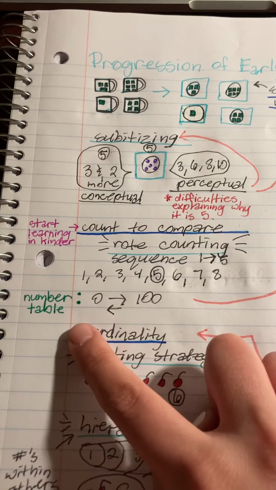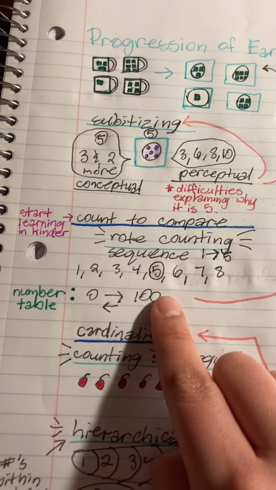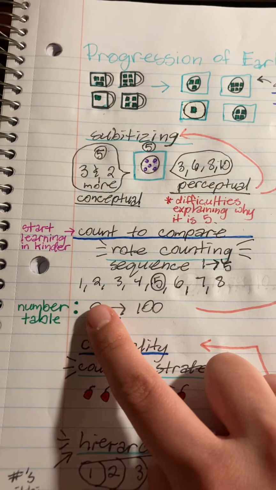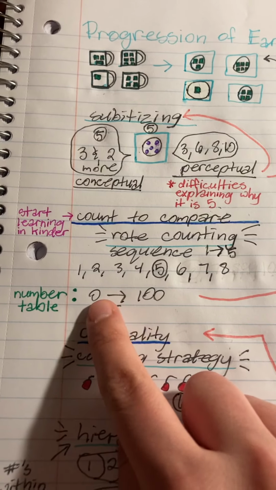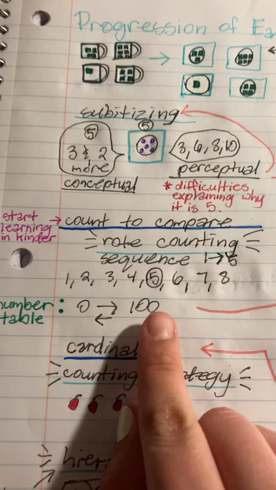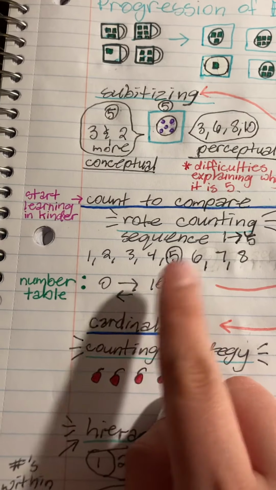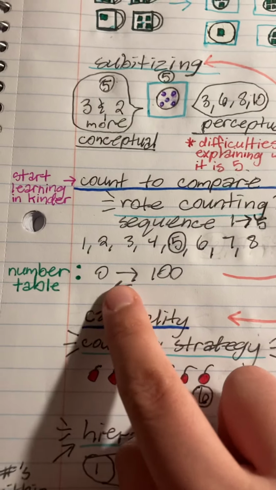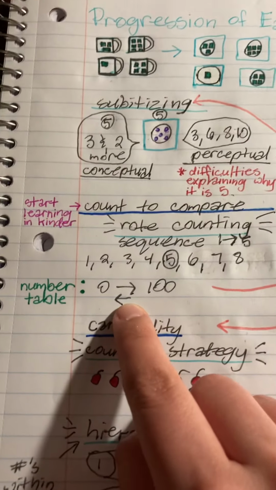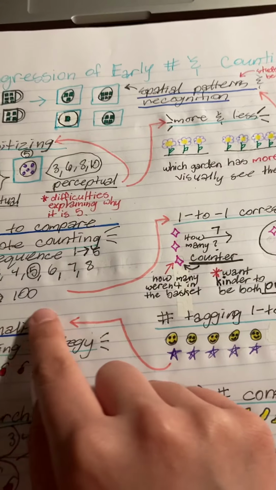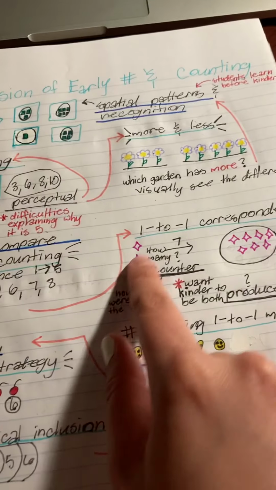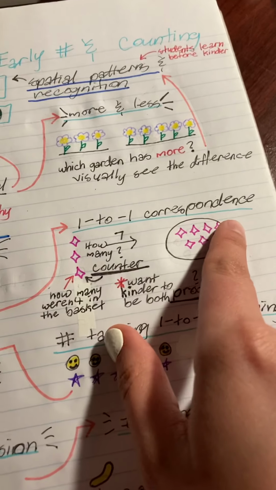For example, in a number table that goes from 0 to 100 and it starts from 0 and then 1, 2, 3, 4, they know that it's going up. And then there can also be another number table where it starts at 100 and then goes down, which then they know that the numbers are decreasing. And then from there, there's a one-to-one correspondence.